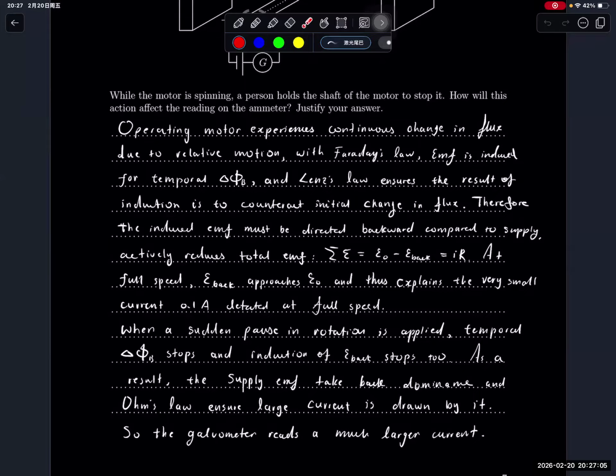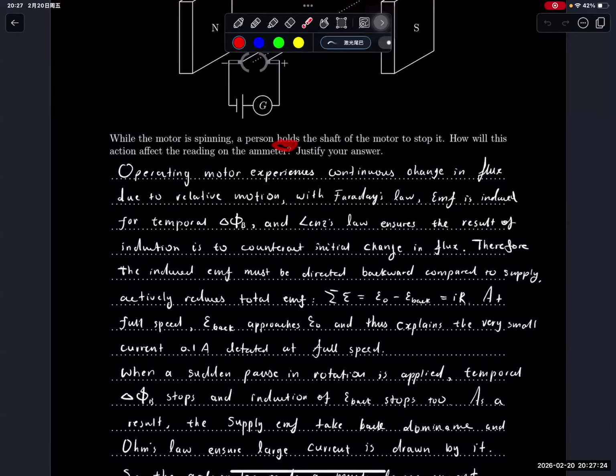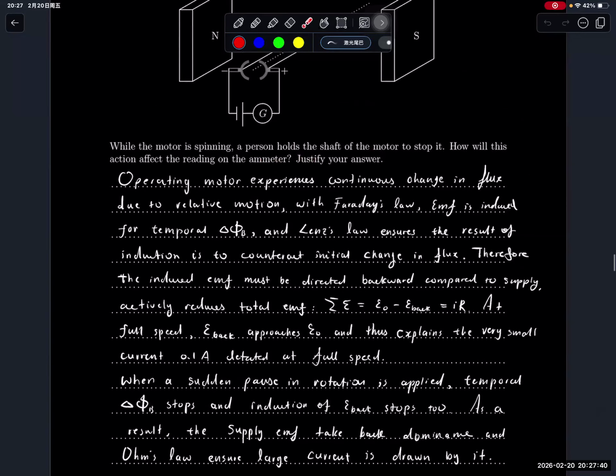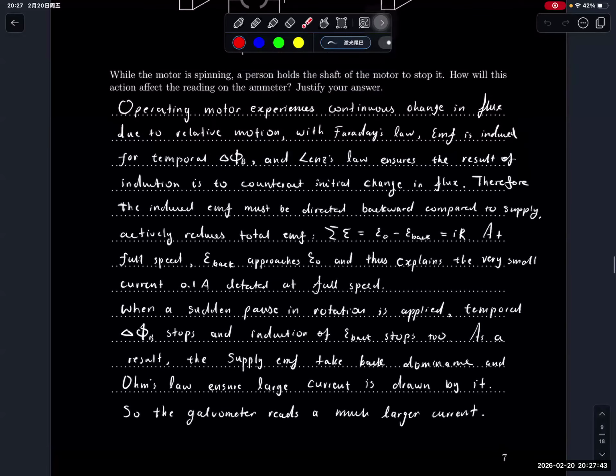And then you write down this equation where the supply EMF take away back EMF is equal to the net EMF. Ohm's law tells you that this equals current times resistance. At full speed, back EMF approaches the supply EMF, and then the current will approach zero. Okay, you'll get a very small current. And also, when you hold the shaft, when a sudden pause in the rotation is applied, the temporal changing flux stops, so you don't have any back EMF formed. As a result, the supply EMF draws a larger current, so you would read a greater current in the ammeter or the galvanometer.